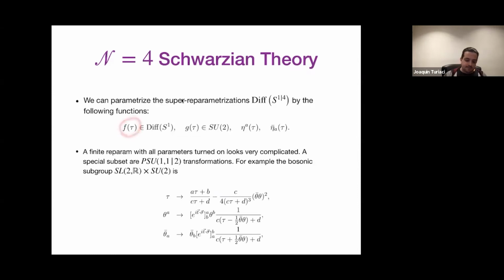One is a bosonic f of tau reparametrization. The second is a g of tau, which is an element of SU2, so it's like a local SU2 transformation. And then you have these 8 fermionic degrees of freedom. So any solution of a super reparametrization can be labeled by these fields. And here I write the case of PSU(1,1|2) as an example. But okay, this is just an example. So you see that this SU2 transformation basically rotates these fermionic coordinates. And the bosonic one acts in the usual way of SL2R.